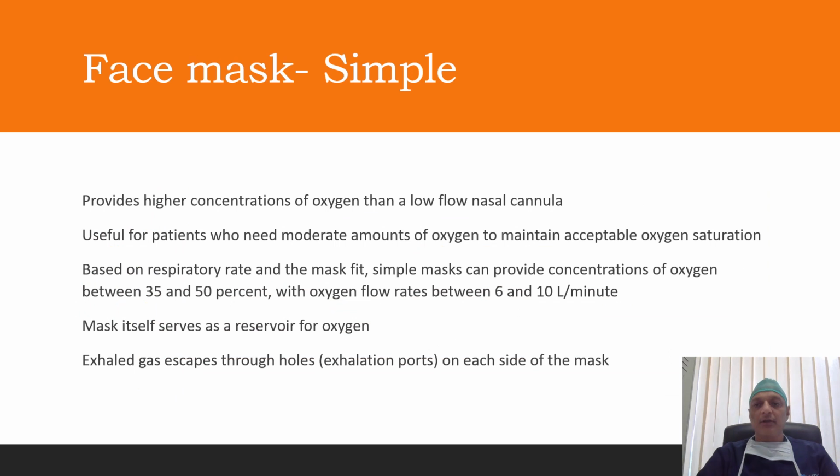Now we will discuss various types of face mask. First, coming to the simple face mask, it provides a higher concentration of oxygen than a low flow nasal cannula. It is useful for patients who need a moderate amount of oxygen to maintain acceptable oxygen saturation, and based on the respiratory rate and the mask fit, a simple mask can provide oxygen concentration between 35 to 50% with oxygen flow rate between 6 and 10 liters per minute.